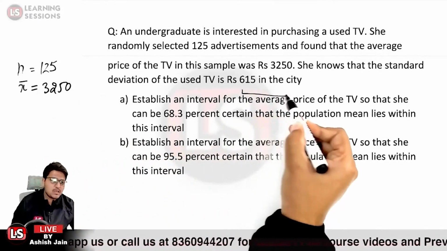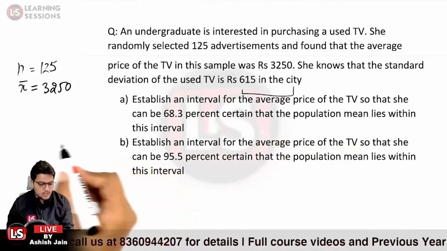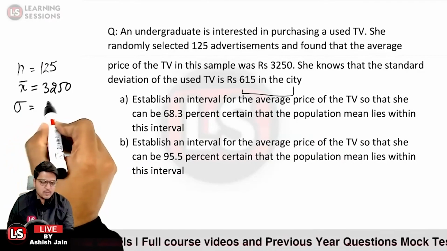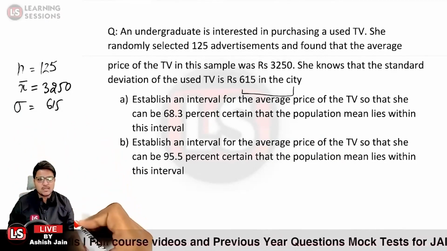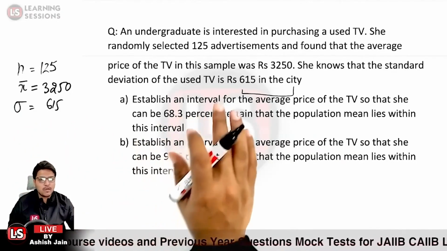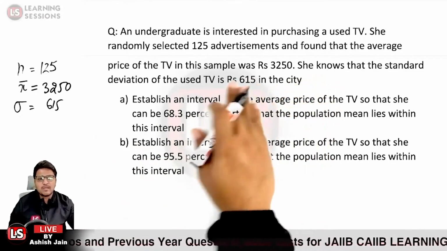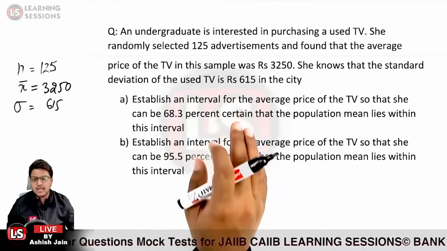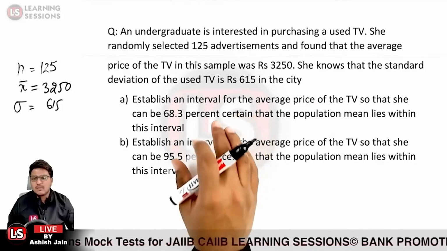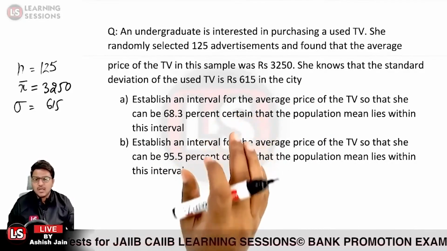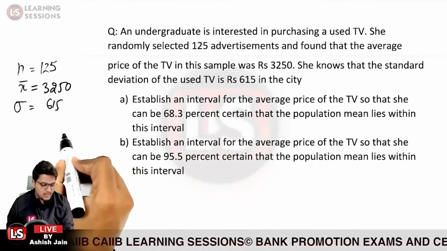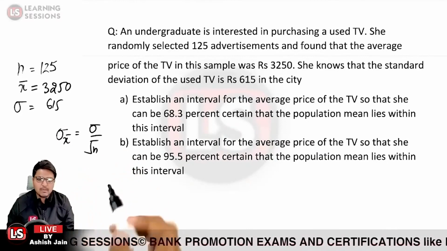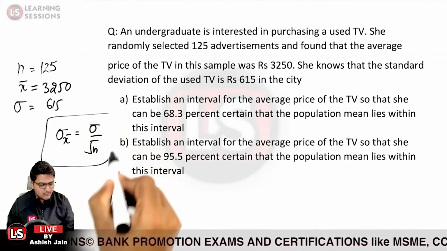So in the city, it means the population itself. So the sigma over here is given to be 615 in this particular case. She established an interval. We are not provided the number of entities in the population itself, so we'll consider it a very large population, or simply an infinite population. In both cases, the formula sigma X bar equals sigma divided by the square root of n is applicable. So you will be applying this formula.